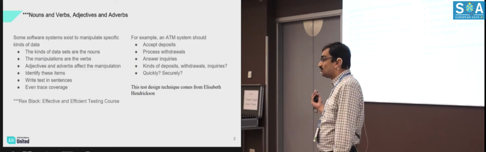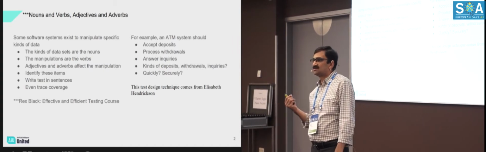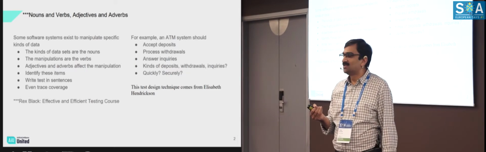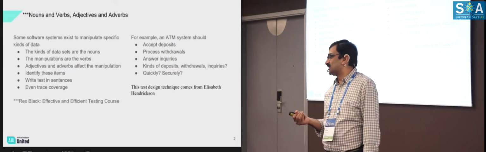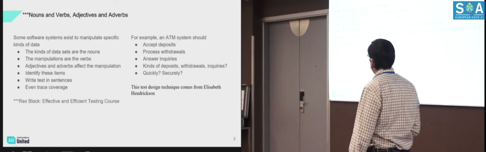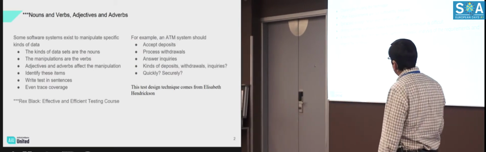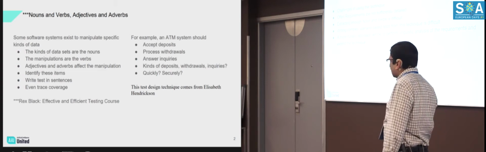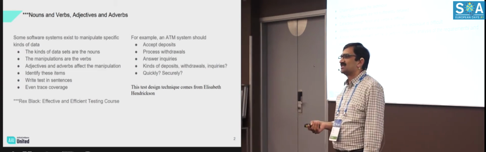So the technique can only work if you have sentences from which you can extract the nouns, correct? If you do not have sentences, you have no nouns, consequently, the technique cannot be applied. So that's the problem with this noun and verb technique. Requirements are not sufficiently detailed, so you cannot extract enough nouns and verbs. Also, you cannot write complex scenario-based test cases.